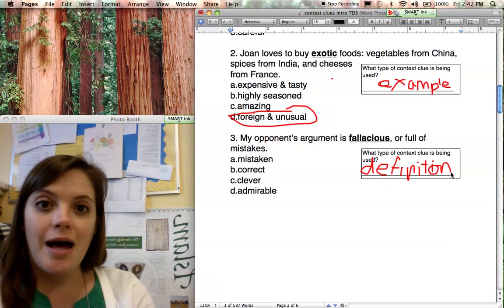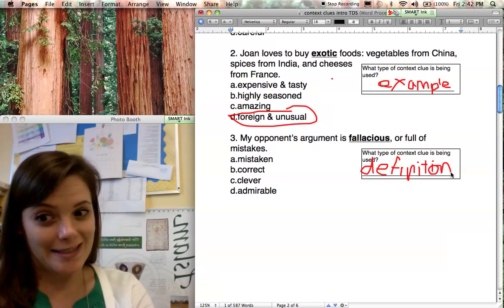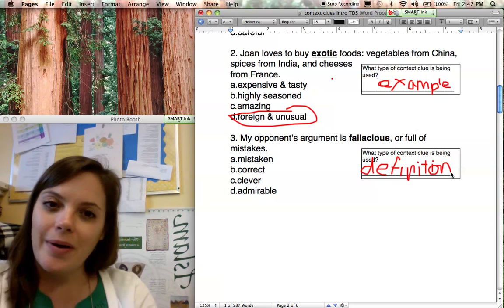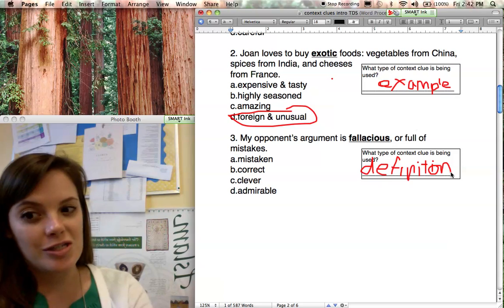We're going to do a lot more practice with context clues, like a lot. So you're going to get super awesome at it. But this was just a little preview of some of the strategies we're going to be talking about.